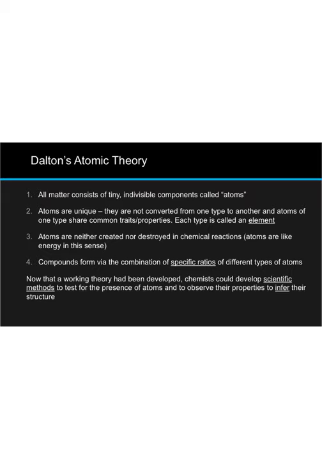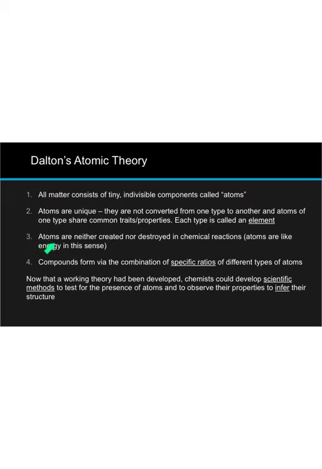According to Dalton's atomic theory, of which there are 4 postulates, number 1 says that all matter consists of atoms at its most fundamental scale. Individual atoms are unique and cannot be converted from one type to another spontaneously. Atoms of one type share common traits and properties. We call this type of atom an element.